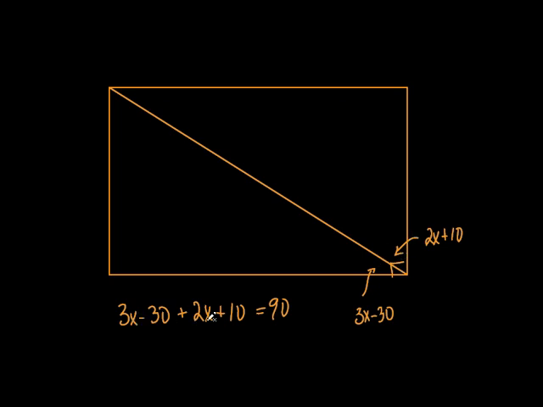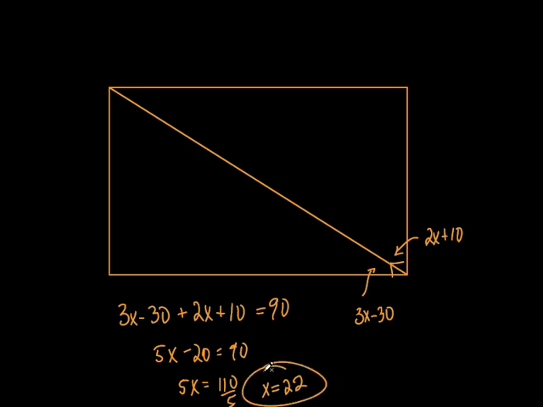Let's do this real quick. 3x plus 2x is 5x. Negative 30 plus 10 is negative 20, equals 90. Add 20, so 5x equals, what's that, 110? Is that right? And then divide by 5, and that's, what is it, 22? Yeah? x is 22. That's all they ask for.